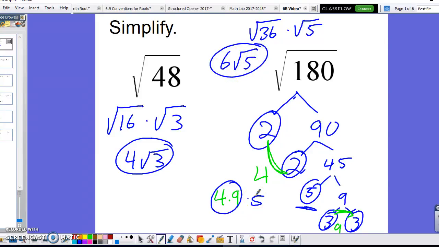Now, one way I know I'm finished in both of these is that my 5 here is a prime number, my 3 is a prime number, and I can't move on from there. I can't break those down any further. Okay, so that's a quick review over just simplifying radicals, in this case square roots, just in general.